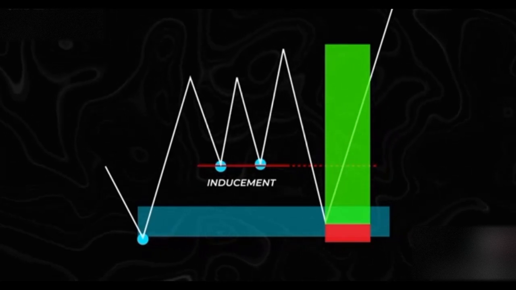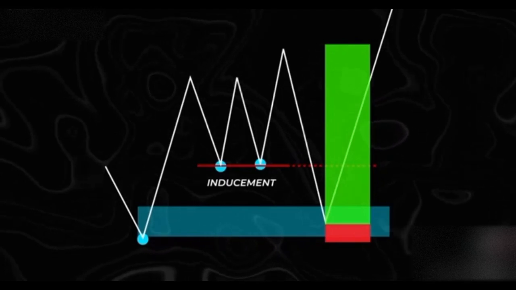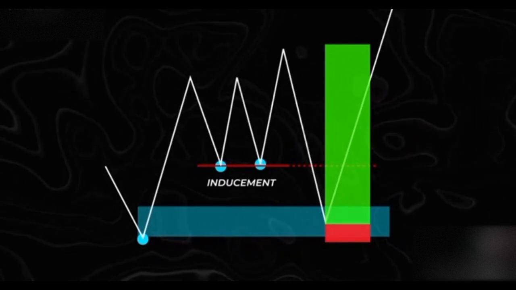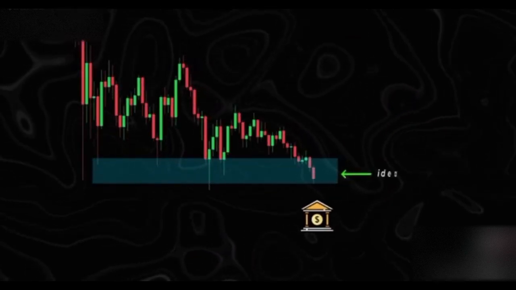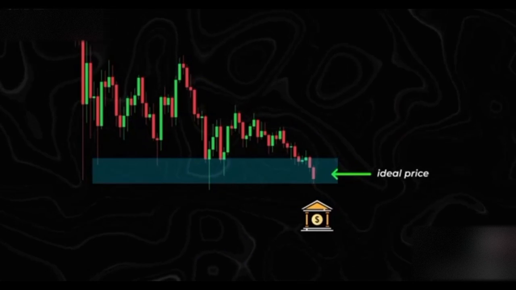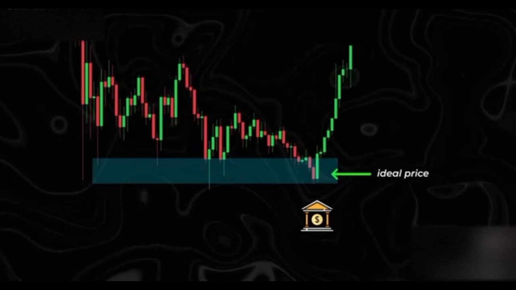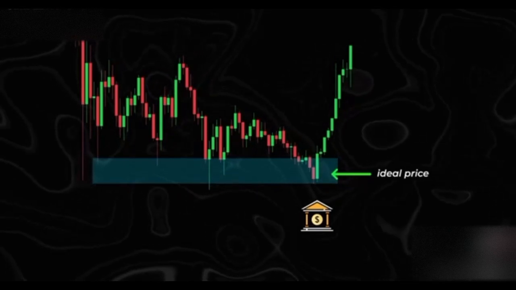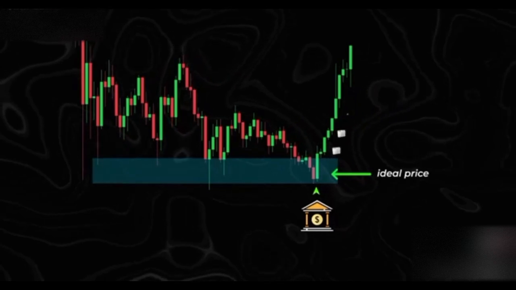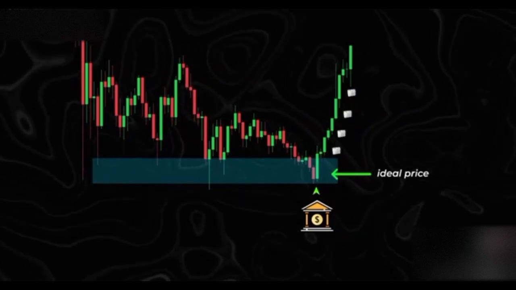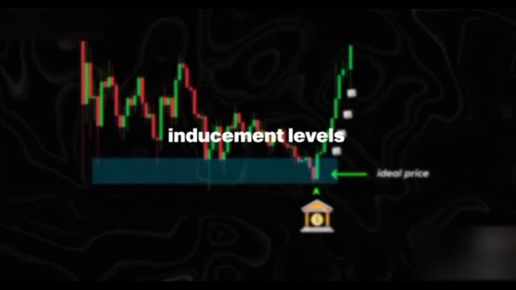While this may seem like a random and specific pattern, it's actually more common than you might think, and there are logical reasons why this setup works. First, let's understand that large institutions want to enter the market at an ideal price, but due to their massive capital, they can't do so without moving the price. Unlike retail traders who can enter positions easily, smart money can't enter positions that easily, as their large orders would push the price up, causing their average entry price to be higher. So, in order to enter at a lower price, they use inducement levels.